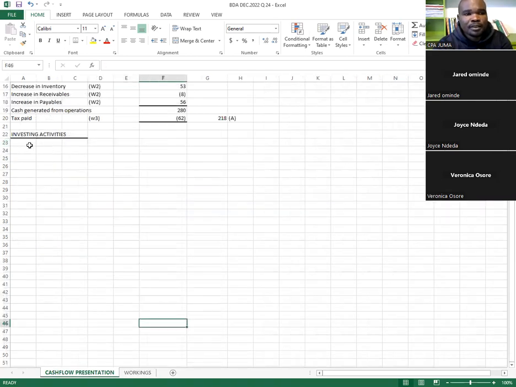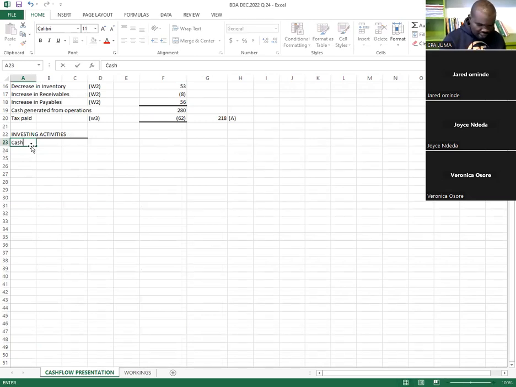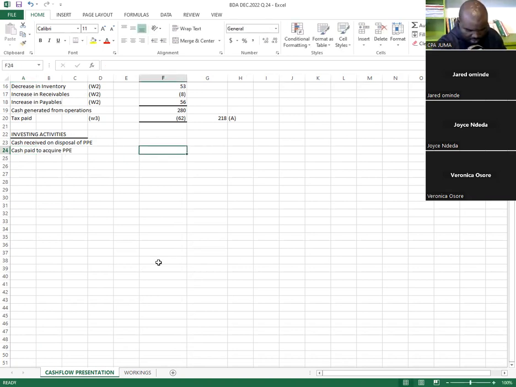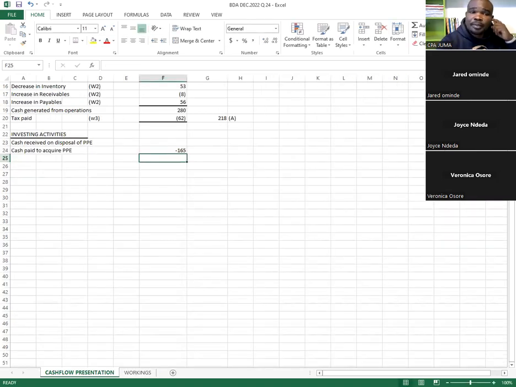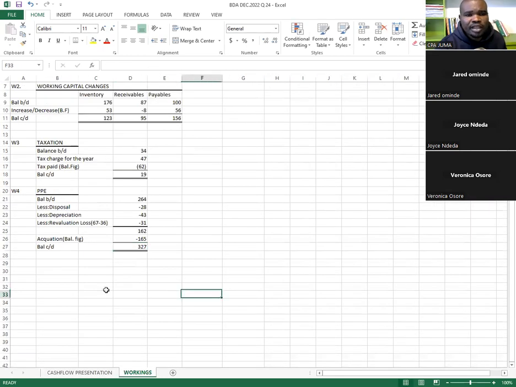You say cash received on disposal of PPE, property, plant, and equipment. Then cash paid to acquire PPE, property, plant, and equipment. So the cash paid to acquire is equal to this one, which we have just determined. You enter it. Then cash received.